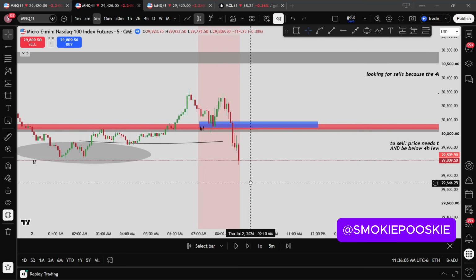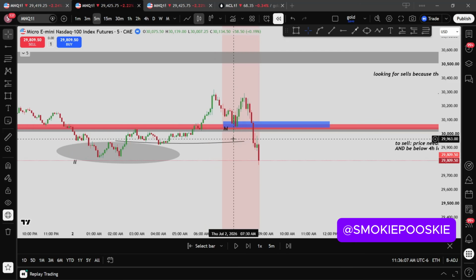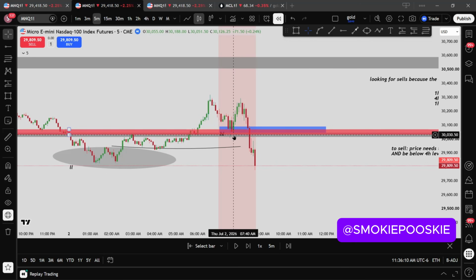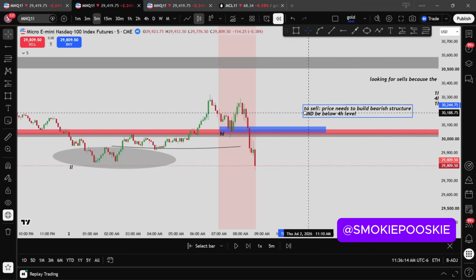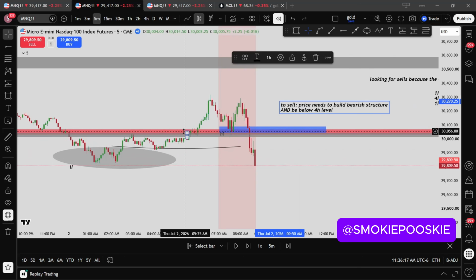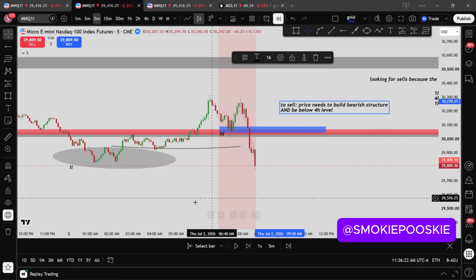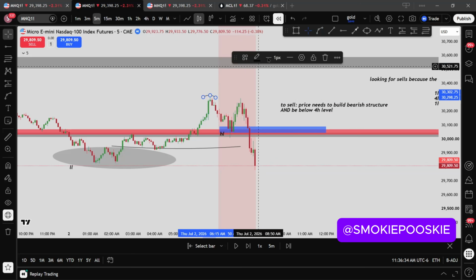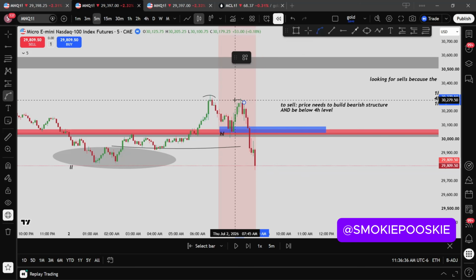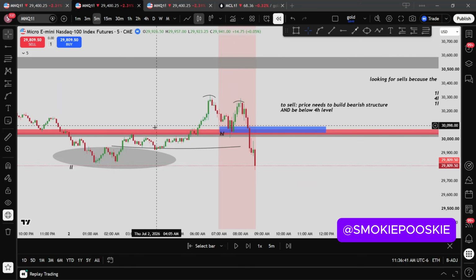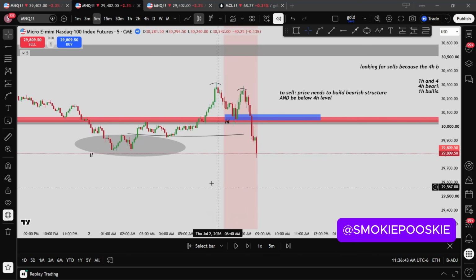I was a little late to my entry, but I was still comfortable taking a trade because I was seeing that the lower time frame is aligning with the 4-hour time frame, plus we're underneath this 4-hour level. We're underneath this 1-hour level, we're underneath this 15-minute level. There are just so many confluences saying that we're going lower and lower each time. This high right here and this high right here are lower than the previous high. So it's a lot of confluences showing me that price wants to go down.